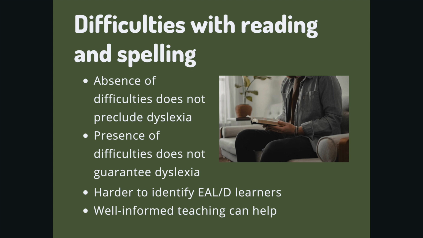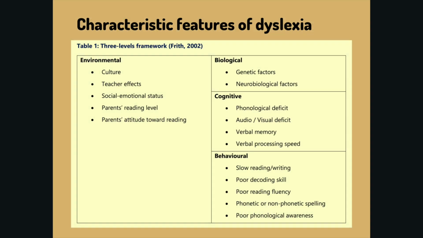And so it's really important to take care when interpreting the observed difficulties with reading and spelling because, as you can see on this slide, the absence of reading difficulties doesn't preclude dyslexia. And also the presence of difficulties doesn't necessarily mean that the student has dyslexia. And so it's really important to just be aware of these and also to adjust our teaching so that regardless of whether the student has dyslexia or not, we can best support the learners in our group.